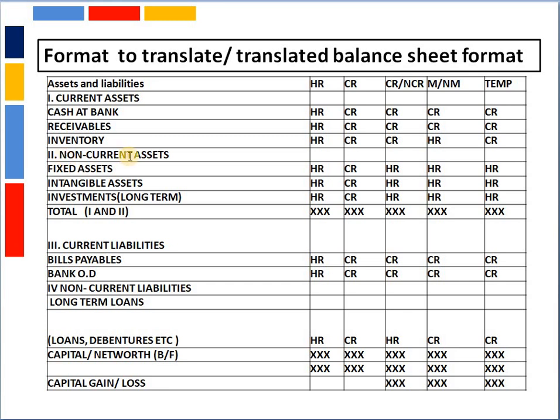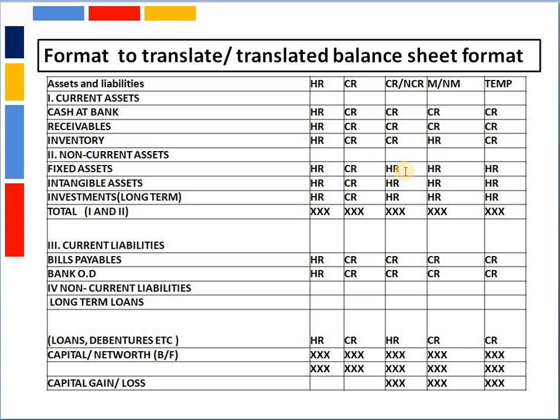Roman number 2, non-current assets. Under that you have fixed assets, intangible assets, investments, that is long-term investments. Under historical rate method, fixed assets, intangible assets, long-term investments, all three are recorded at the historical rate. Under current rate method, fixed assets, intangible assets, investments are recorded at the current rate.